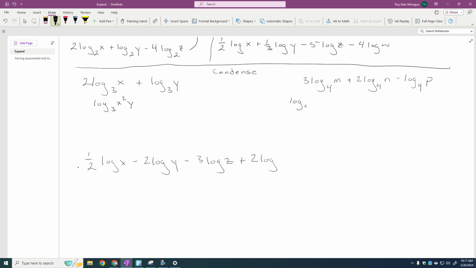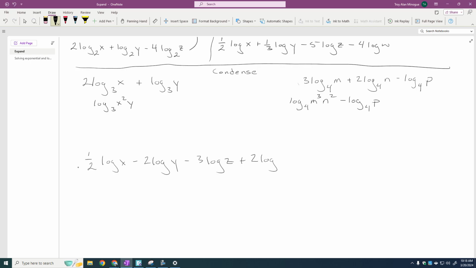Log base 4 of m to the 3rd. Let's go ahead and condense these. I'm going to bring this one up here, n squared, and it becomes multiplied just like I did right here. So I've done this first part right here. And I'm not going to skip, I'm not going to do another step. I'm just going to write that out.